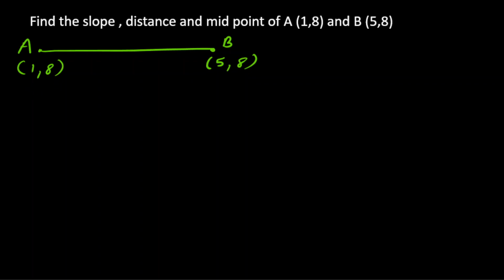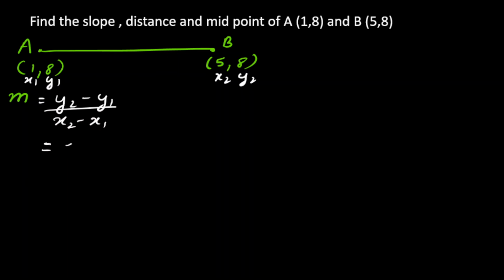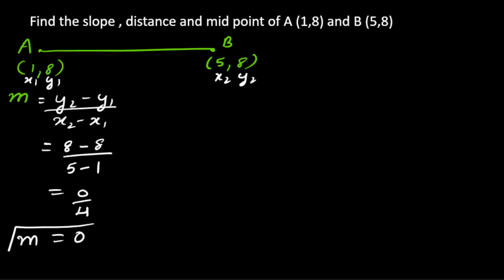So first of all, let's find the slope by using the slope formula. I'll write here, this is x1, y1, this is x2, y2. Slope formula: m is equal to y2 minus y1 by x2 minus x1. So y2's value is 8, y1 is also 8, x2 is 5, minus 1. So 8 minus 8 is 0. 0 by 4 is 0. So we got m is equal to 0.